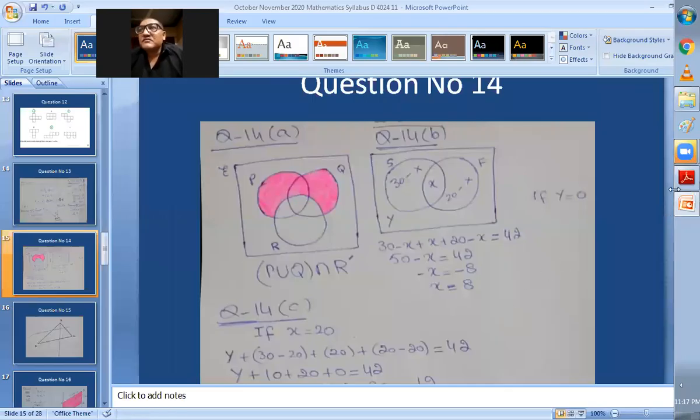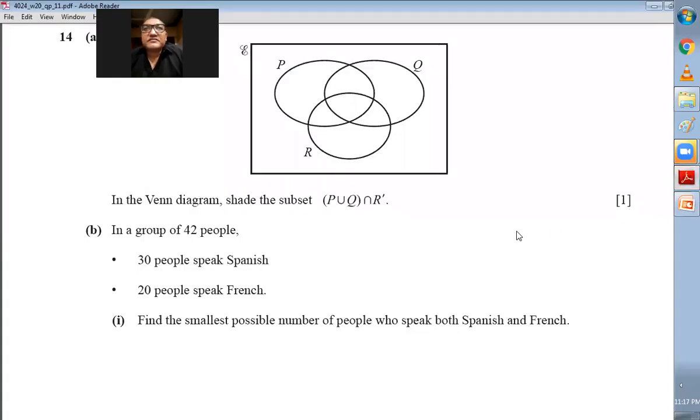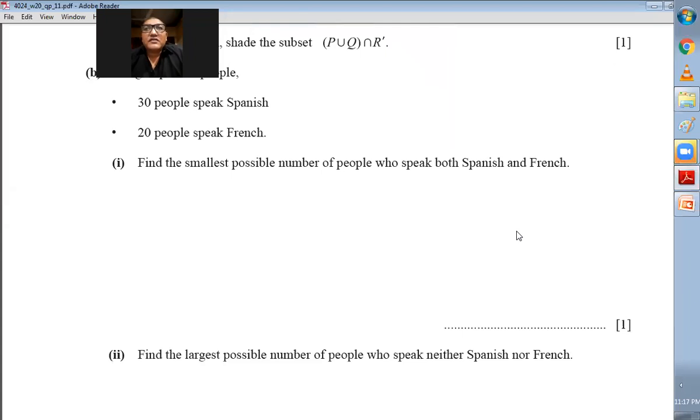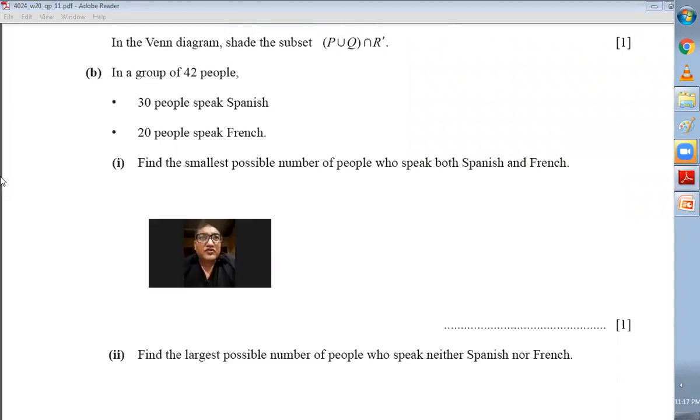Then next question. It's a 1 mark question, B part. In a group of 42 people, 30 people speak Spanish, 20 people speak French. Find the smallest possible number of people who speak both Spanish and French.